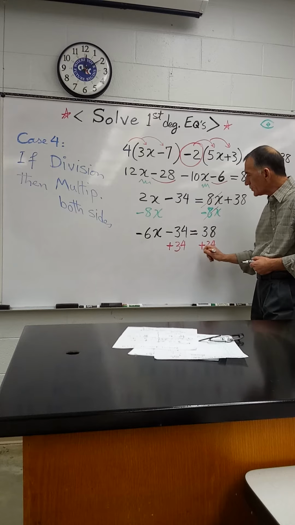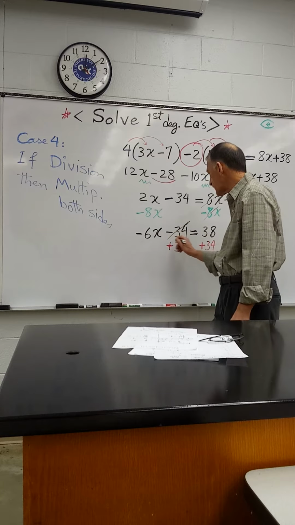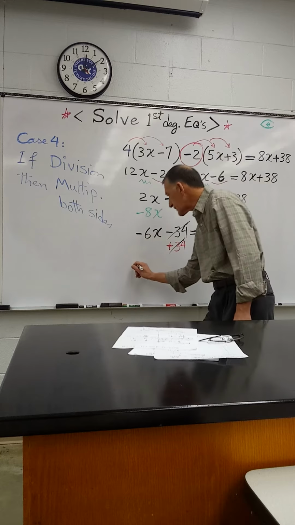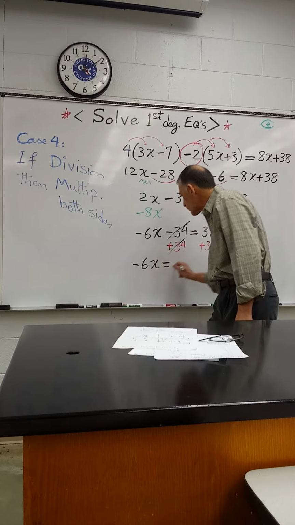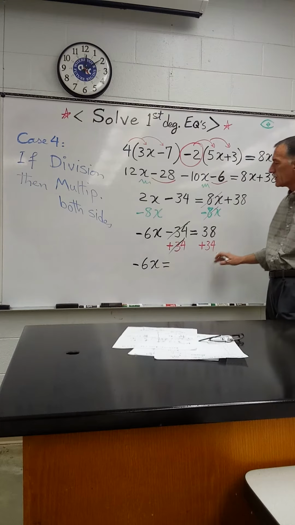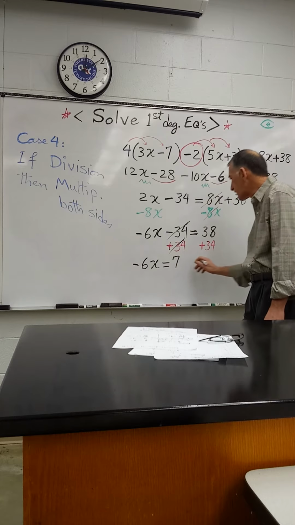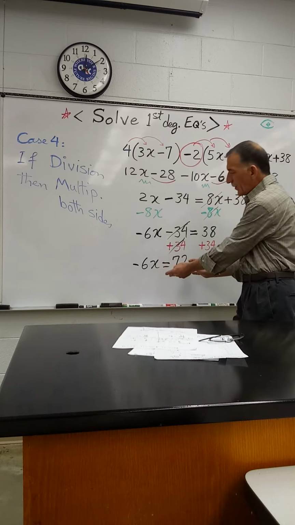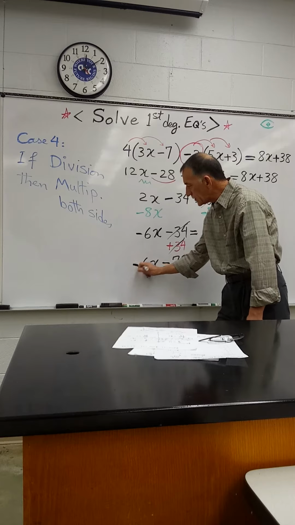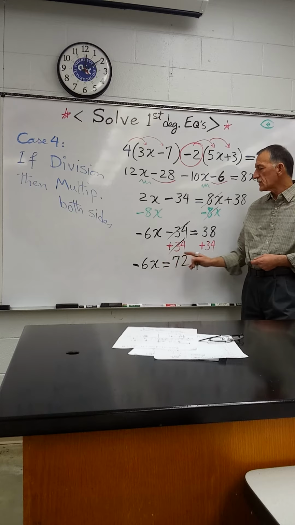So now you are going to have a negative 6x on this side. Negative 34 plus 34 is gone. This side is going to be negative 6x equal to, and you do the math on that side, that's going to give you 72. So 38 plus 34 is 72, and there you have the final punch right here. The final stage of solving this equation is very easy. Negative 6x equal to 72.